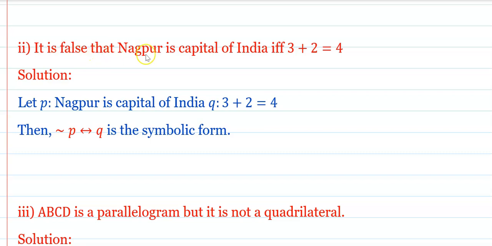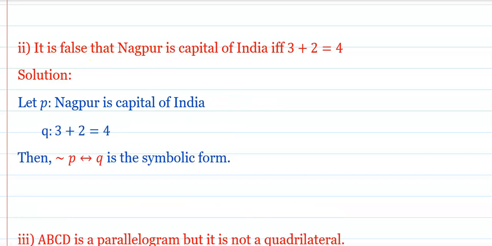It is false that Nagpur is the capital of India. It is false that Nagpur is the capital of India if and only if 3 plus 2 equals 4. Now the first statement P, Nagpur is the capital of India, and Q is 3 plus 2 equals 4. Okay. It is false, that means what? Negation of P double implication Q is the symbolic form.